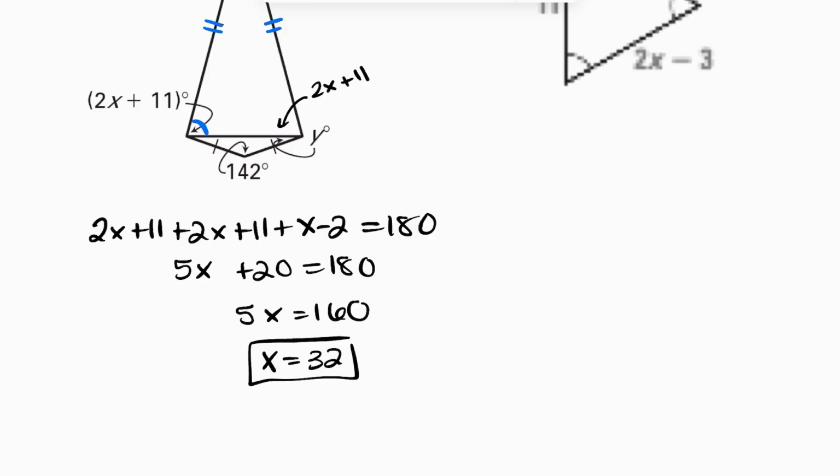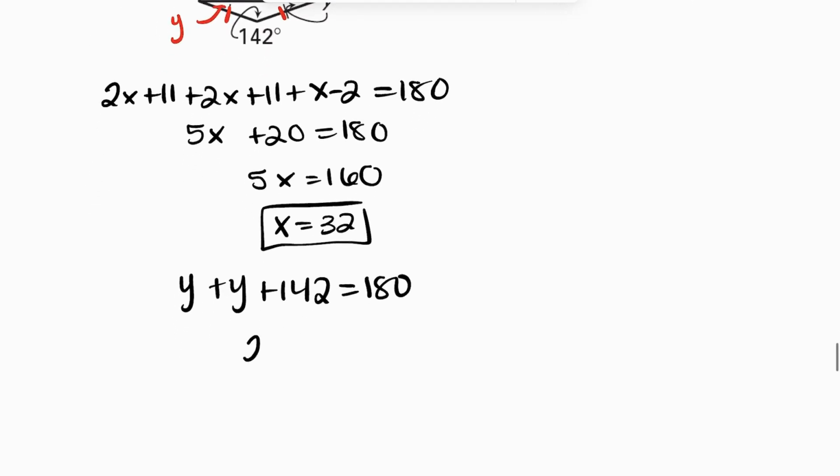Now looking at the smaller triangle on the bottom, we have a y and a 142. Well, this is also y because we have congruent sides. So the base angles are congruent. So now we have y plus y plus 142 equals 180. So we have 2y equals 38 and y equals 19.